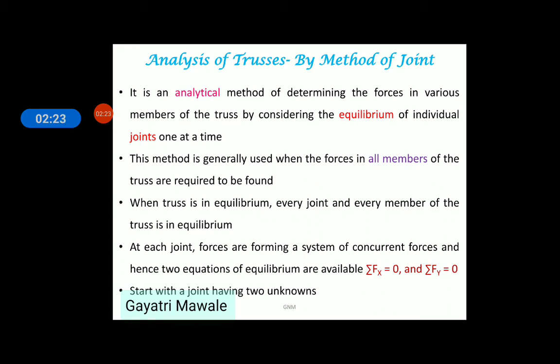When a truss is in equilibrium, its every joint and every member must be in equilibrium. At each joint, forces form a system of concurrent forces, and hence two equations of equilibrium are available to find unknowns. These are summation Fx equals 0 and summation Fy equals 0. We have to start our calculation with a joint having two unknowns.